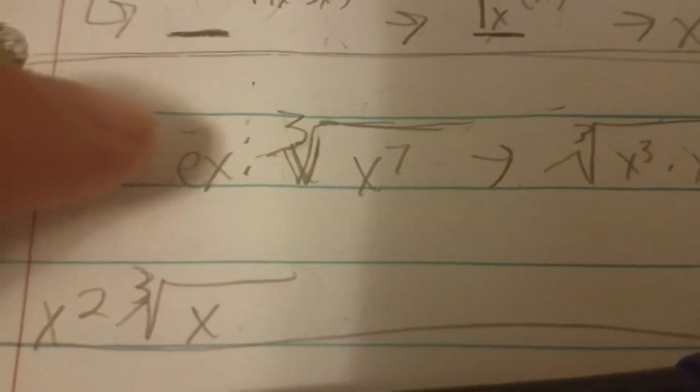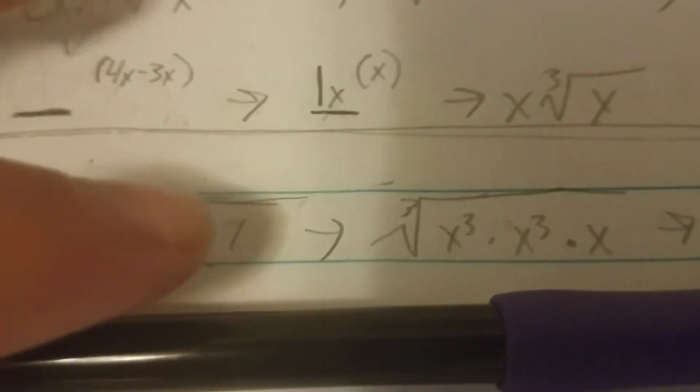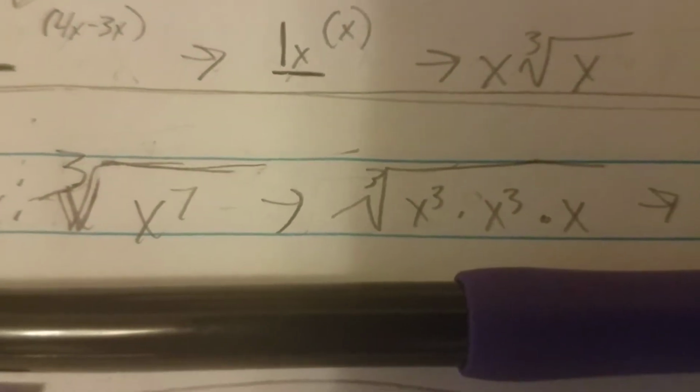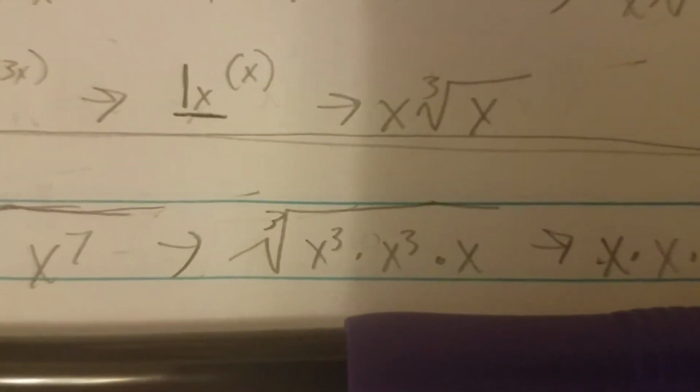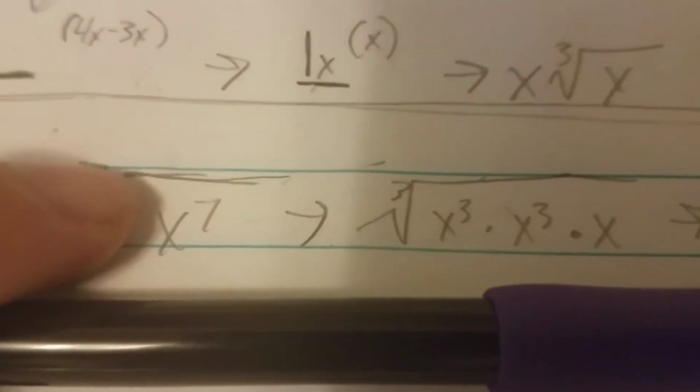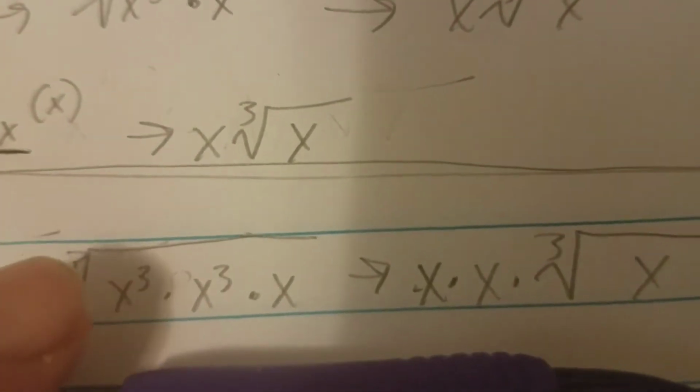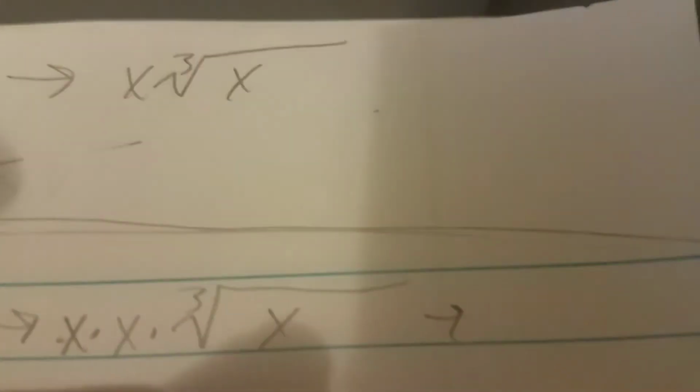I have another example of this, just in case that was confusing. Here we have the cube root of x to the 7th. Another way to think of it is x cubed times x, because remember, with multiplying exponents you just add them. So x cubed times x cubed is x to the 6th, times x makes x to the 7th. Then we take out the x's, because the 3's cancel, and it simplifies to x squared times the cube root of x.